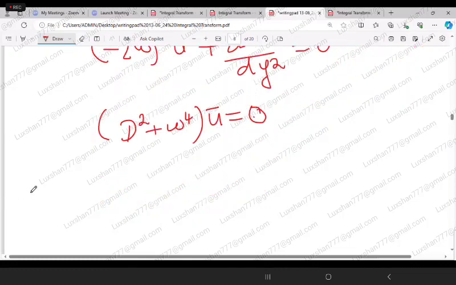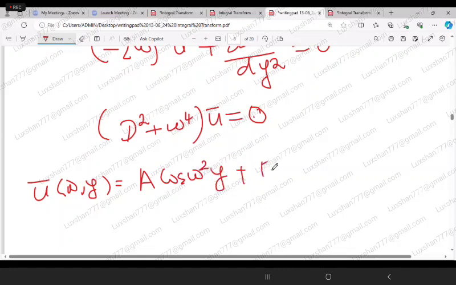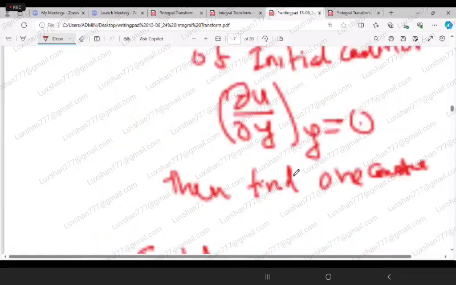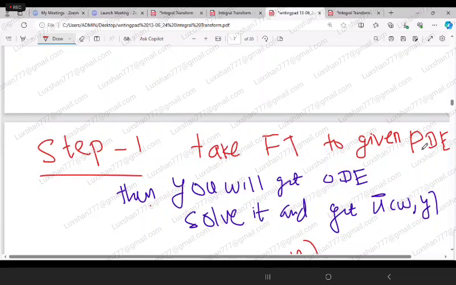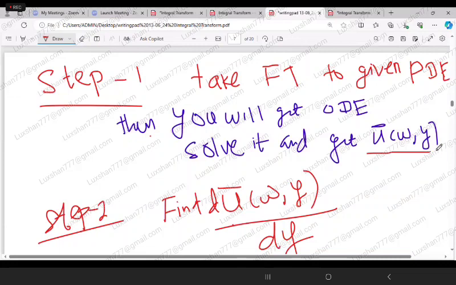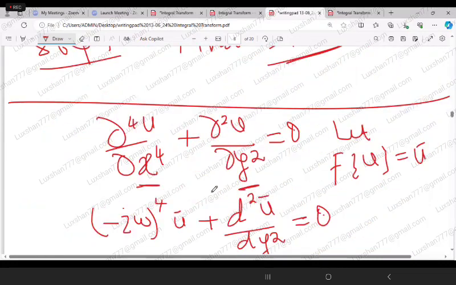This is a second order differential equation. If we solve this one, u bar(omega, y) equals a cos(omega squared y) plus b sin(omega squared y). So this is the solution we have got. This is the end of step number 1. Step number 1 says take the Fourier transform of the given PDE, then you will get an ODE, solve it and get u bar(omega, y). So now we have got u bar(omega, y).